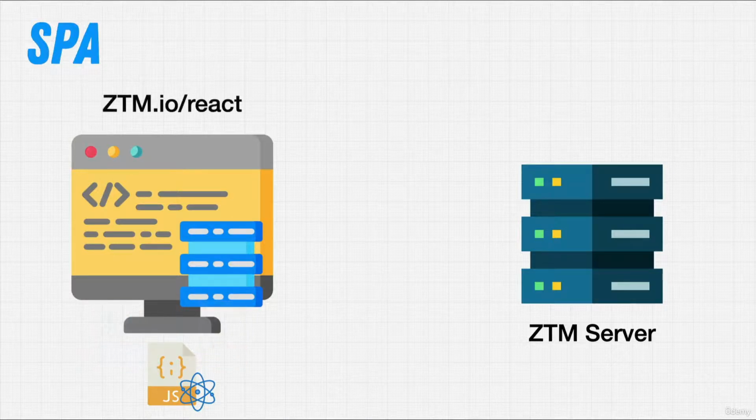But now when you navigate to ztm.io/react, we still have all of that JavaScript and React code. And now React doesn't need to go and ask the server for more code. Instead, using this React code, it itself is going to build the CSS and HTML pages required for the React page. And this is the big difference. We no longer need to go to the server for the code whenever we navigate and change pages.